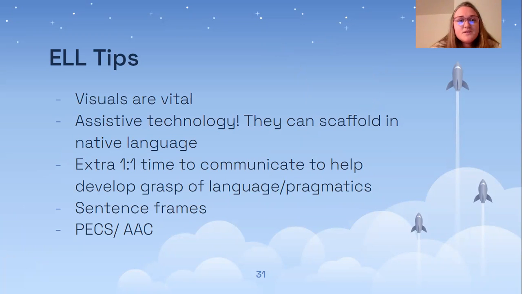So here are 5 ELL tips. Visuals are vital. If they don't have a full grasp of the English language, visuals can help fill in some of those gaps. Assistive technology, scaffolding in native languages, and using translation technology to help them start to build what they're trying to say in English, like for writing assignments. Extra one-on-one time to communicate will give them the practice to develop the foundations of language, because they don't have those English language skills yet, so they need all the practice they can get. Sentence frames can be applied across multiple assignments. And then PECS and AAC for those individuals with communication disorders that are more pervasive.